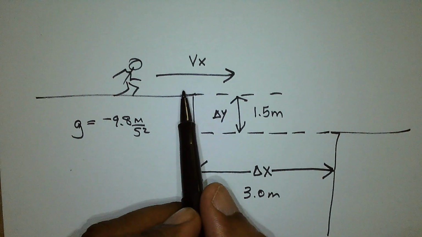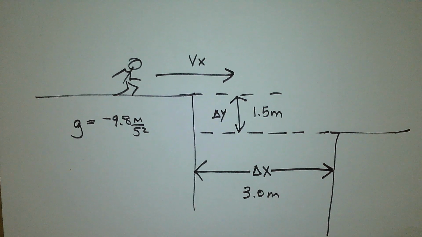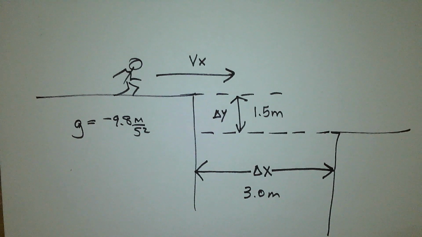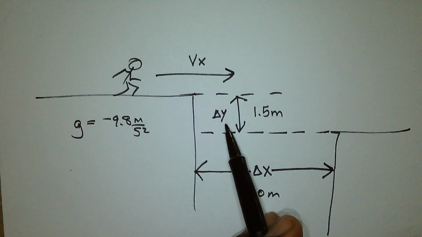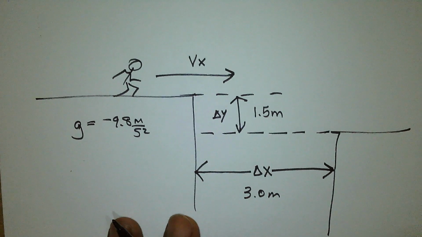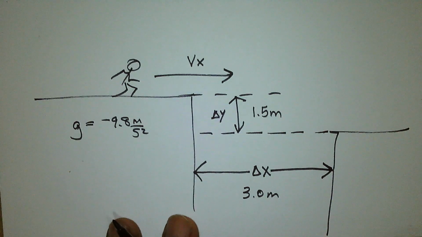Now, the question is, to clear this jump, how fast would our parkour person need to be running? So the first thing we need to do is calculate the time that they're going to be in air. So let's relate this back to our kinematics equations.